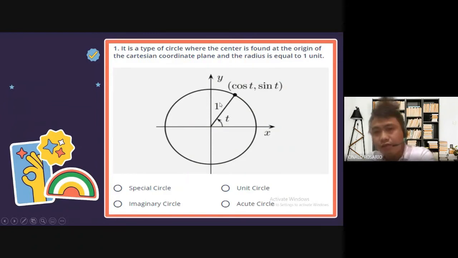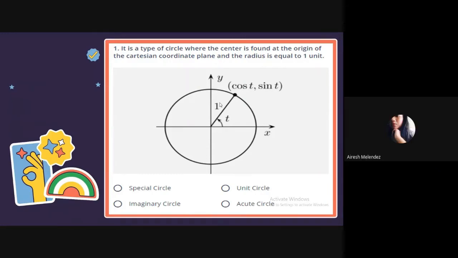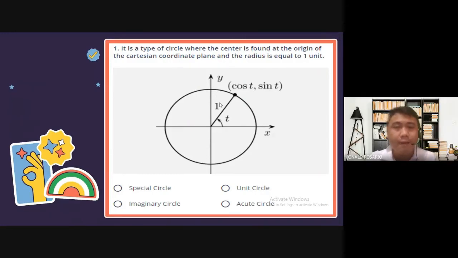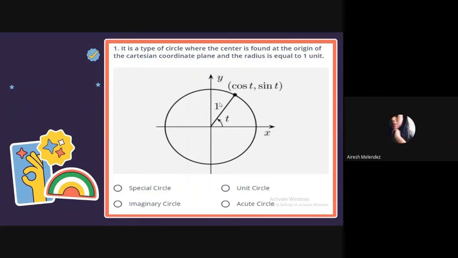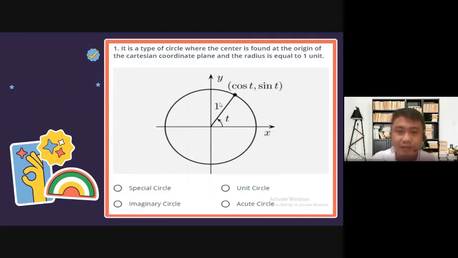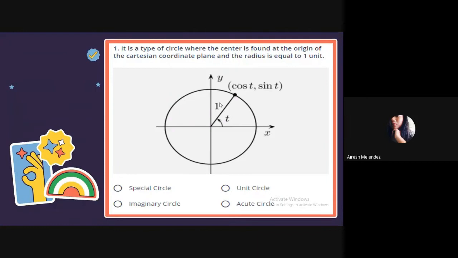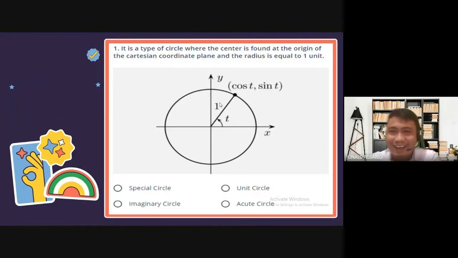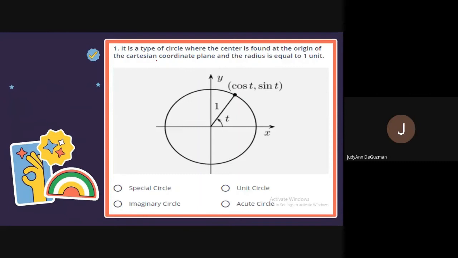Anong sagot dito? Sir, what is the answer for this one? Number 1. What is the type of circle? Ito yung type ng circle. Present ka ba last time? Hindi, sir. Pero alam mo yung sagot? Hindi. Si Judy Ann. I think present si Judy Ann. Judy Ann? Unit circle po, sir.